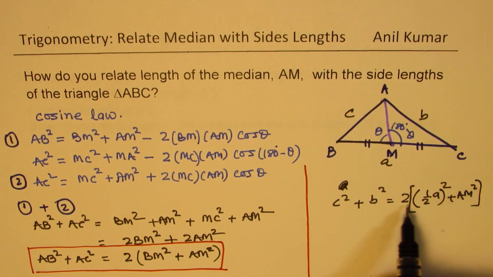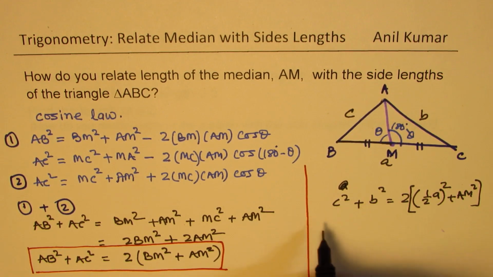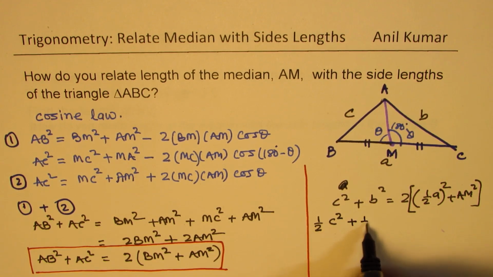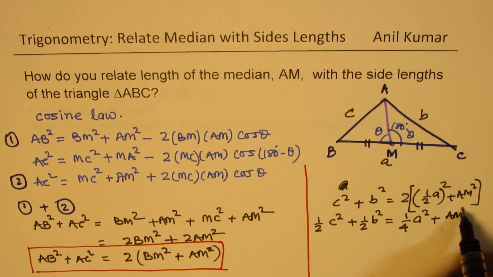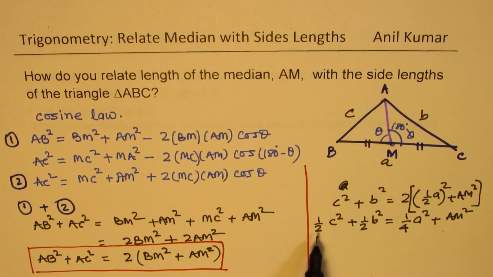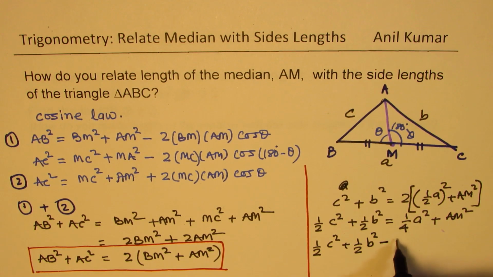Now this formula can be rearranged to find what AM is, the way I had written earlier, right? So what we could do now is divide this by 2. We get half of C square plus half of B square is equal to, when you square this, 1/4 of A square plus AM square, right? Now, bringing this to the left side, we get half of C square plus half of B square minus 1/4 of A square is equal to AM square.